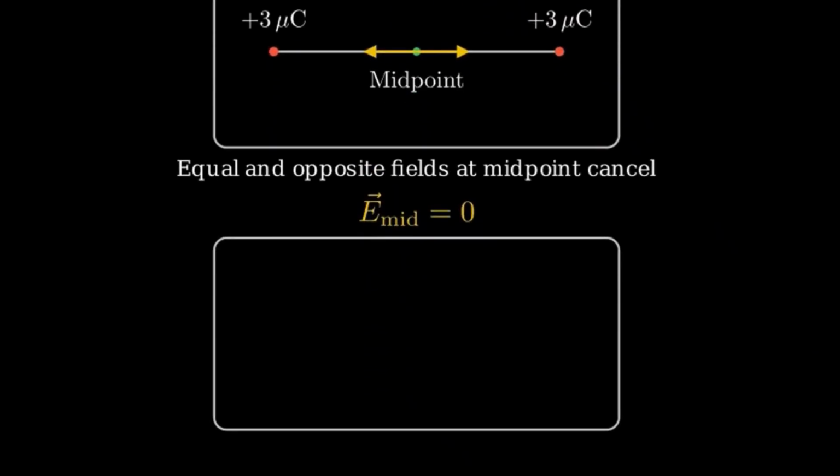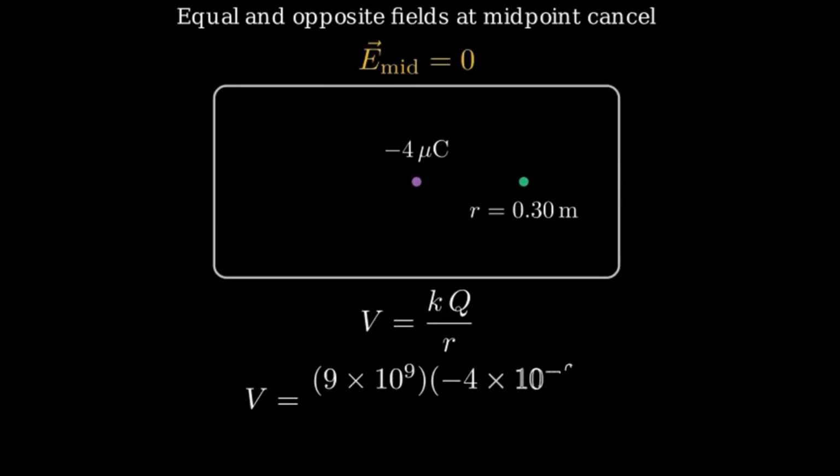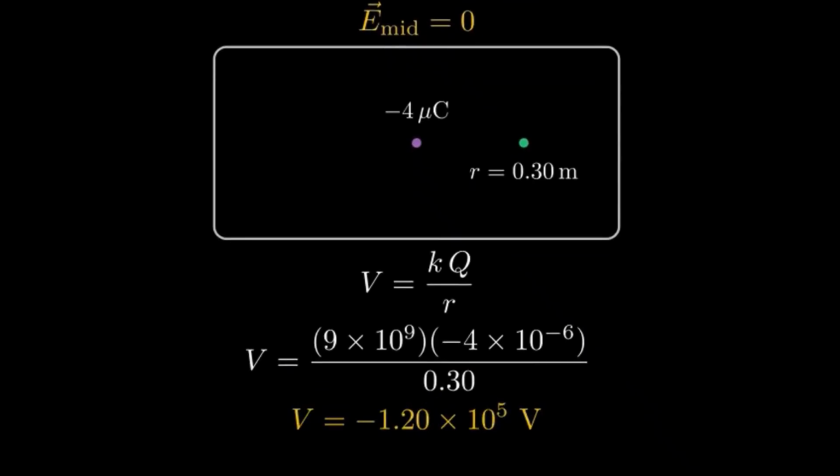Problem 4. A charge of minus 4 microcoulomb is at the origin. What is the electric potential at R equals 0.3 meters? We mark the charge and the point. Potential V equals KQ over R. Substitute values. We get negative 1.2 times 10 to the 5 volts.